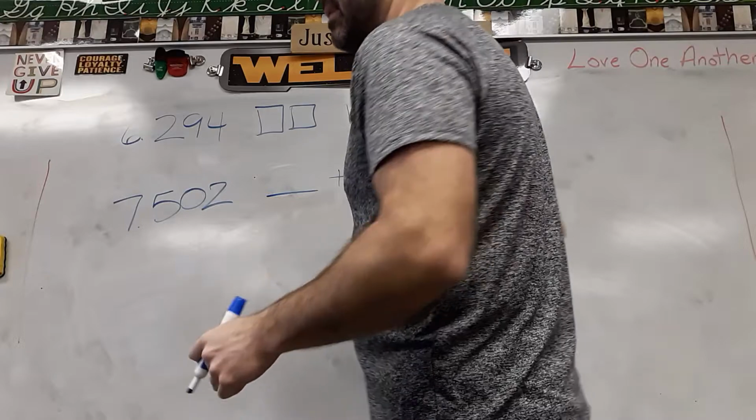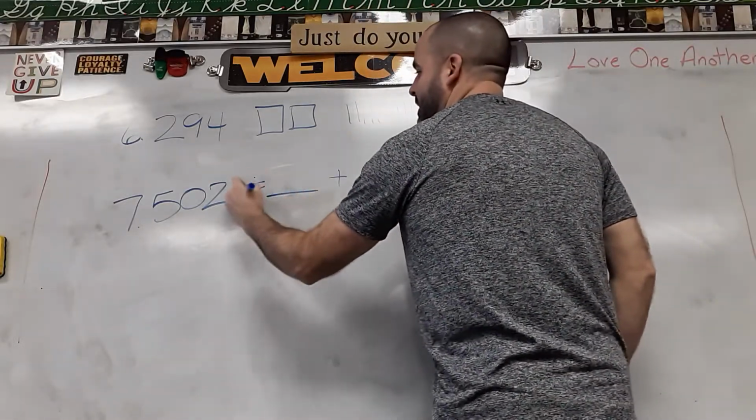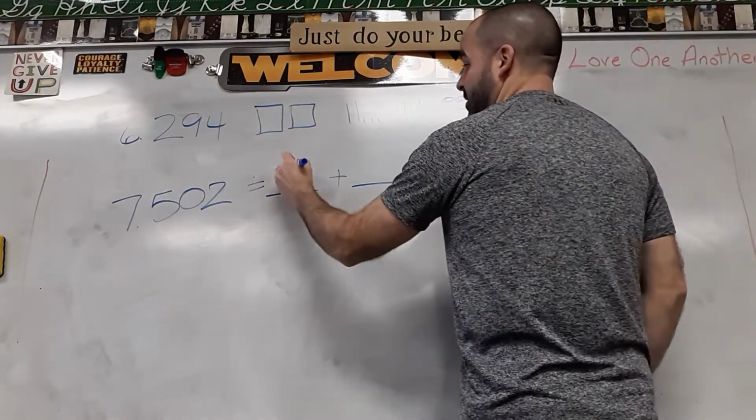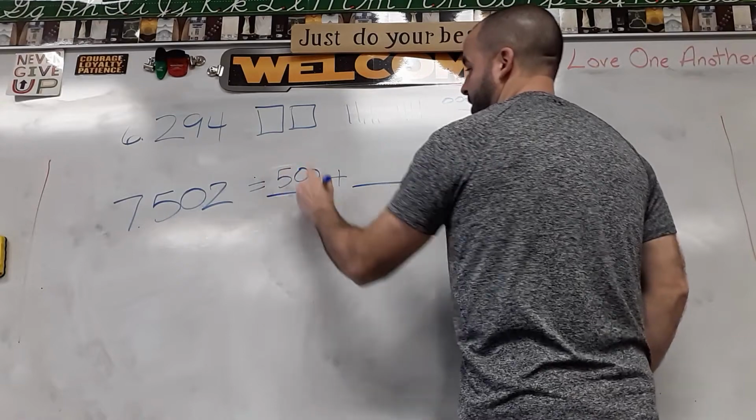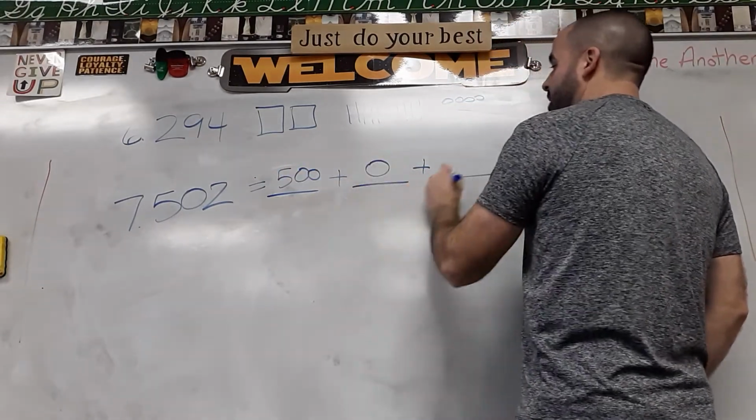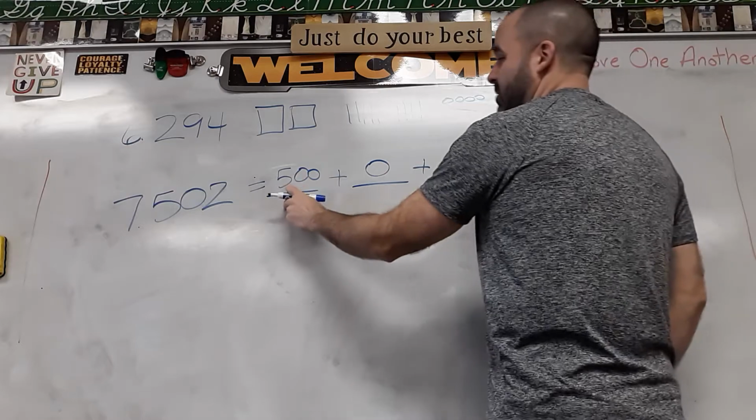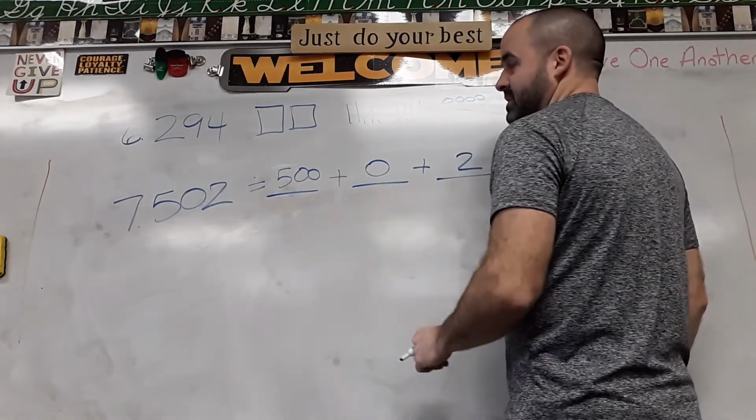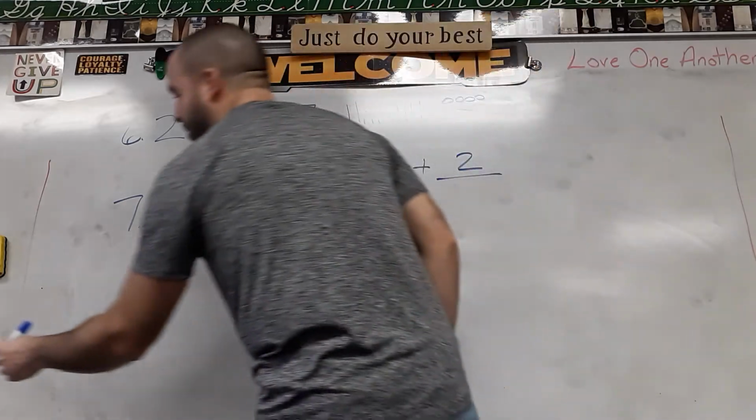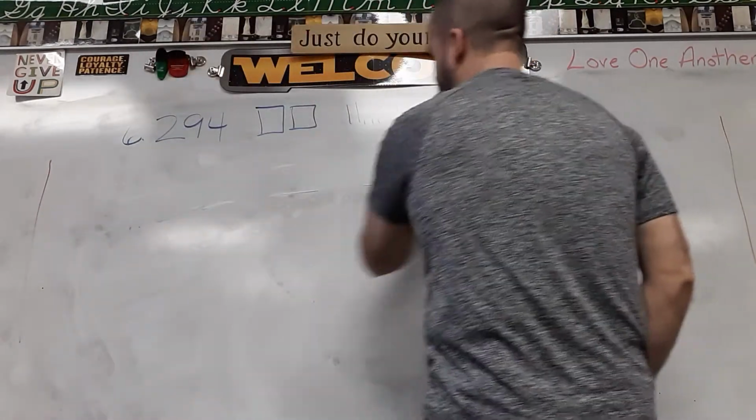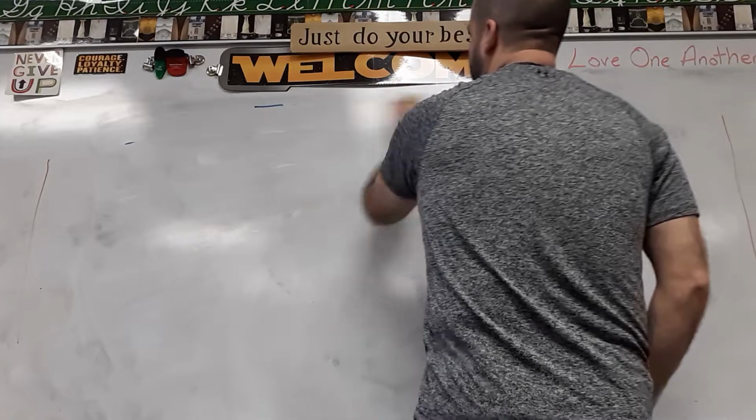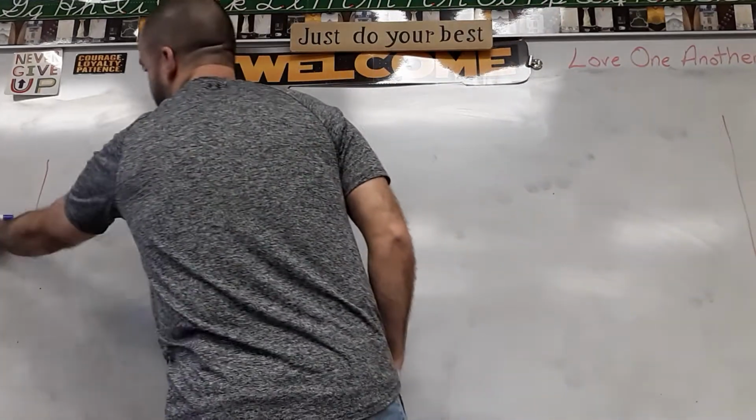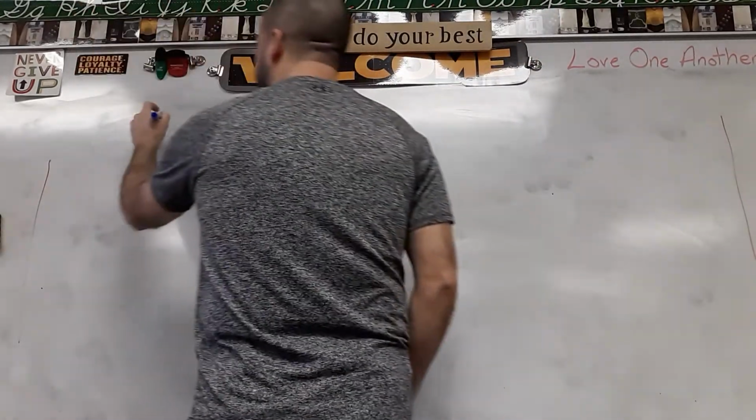Okay, and you have to go now, since they're doing it like this, you have to go 500 plus 0 plus 2. Because now we're not talking about hundreds and tens and ones. Now we actually have this. Okay? So let's take a look at number 8 to see how to do that. If you want to go ahead and do number 8 while I write it up here on the board, you can go for it.